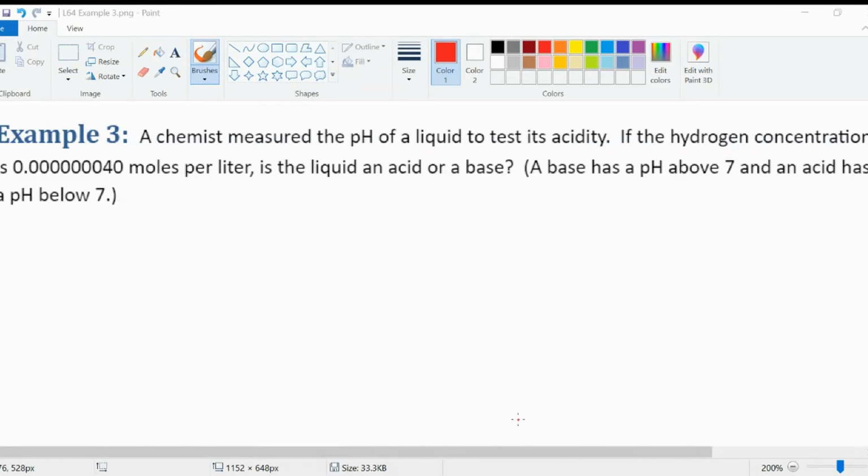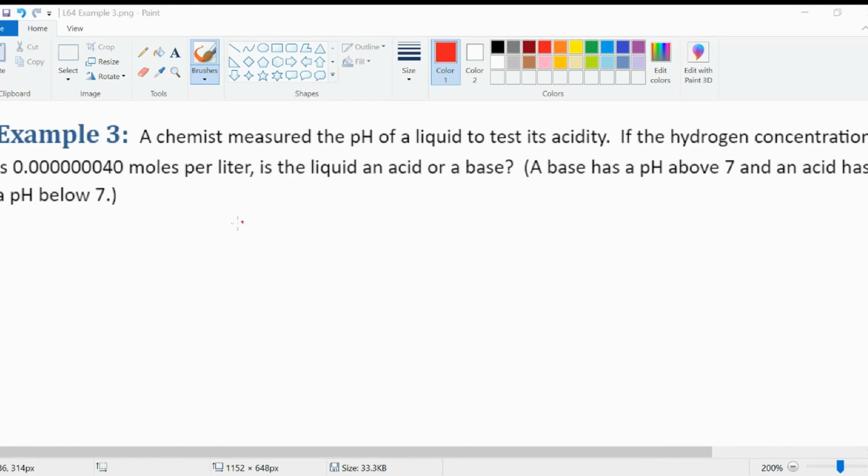We test a liquid to see whether it's acidic or basic. So if the hydrogen concentration is 0.000000040 moles per liter, is the liquid an acid or a base? Just a reminder, a base has a pH level above 7 and an acid has a pH below 7.